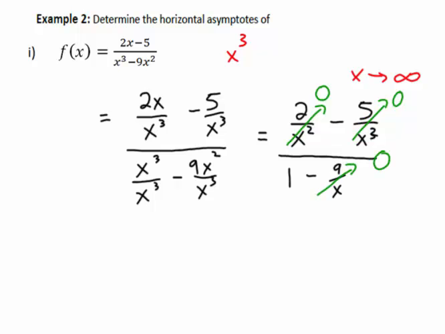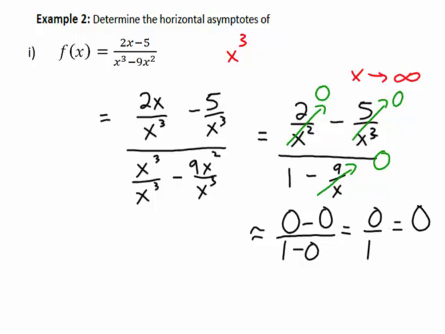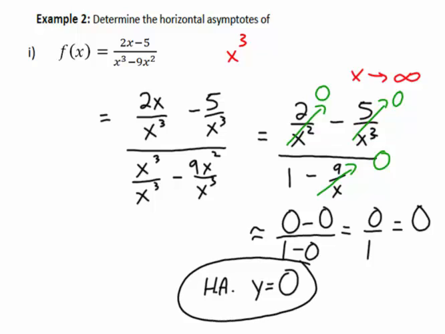And all we're left with, and this is an approximation because we are approaching infinity, we'll have 0 minus 0 over 1 minus 0, which is really 0 over 1, which is just 0. So that tells us that our horizontal asymptote is at y equals that number. That's a simple way to find the horizontal asymptote.